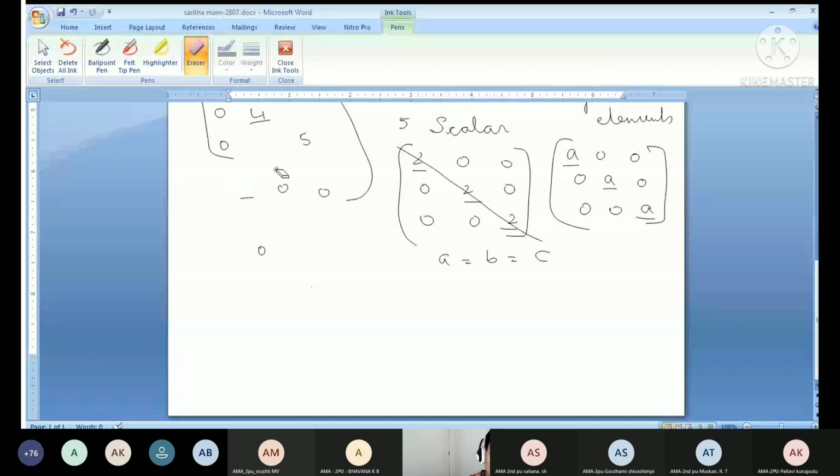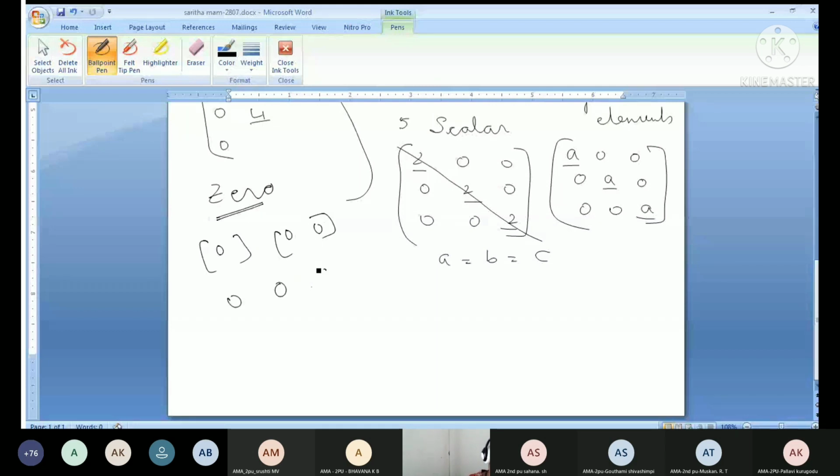So what do you mean by zero matrix? Tell me. Zero matrix means every element of the matrix must be 0. It is a zero matrix. This is a zero matrix.